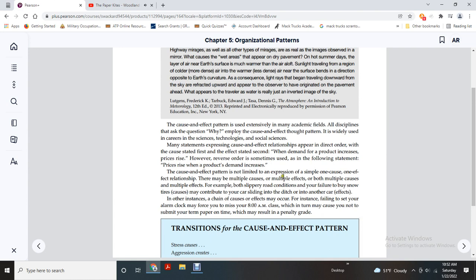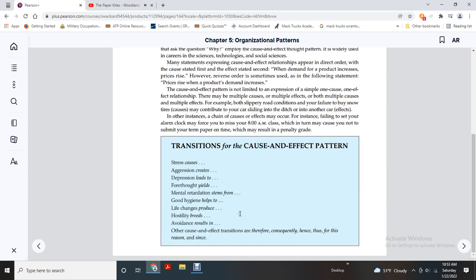The cause and effect pattern is not limited to expressing a simple one cause, one effect relationship. There may be multiple causes, multiple effects, or both multiple causes and multiple effects. For example, both slippery road conditions and your failure to buy snow tires may contribute to your car sliding into a ditch or into another car. In other instances, chains of causes or effects may occur. For instance, oversleeping because of the alarm clock may force you to miss an 8 a.m. class, which may cause you not to submit your term paper on time, which results in a penalty grade.